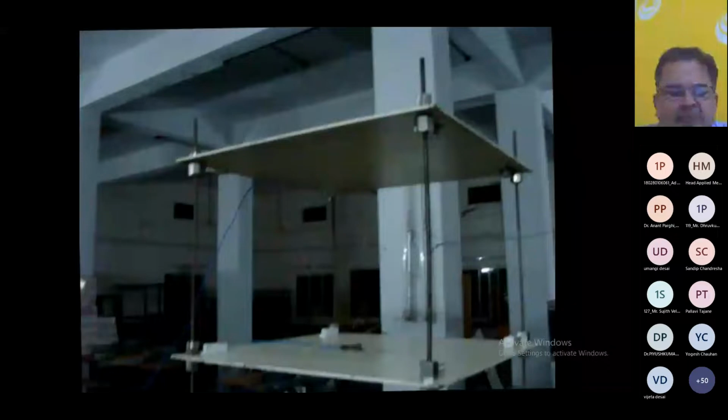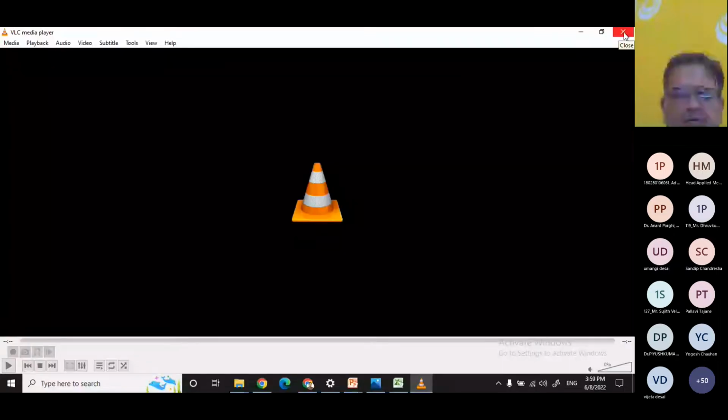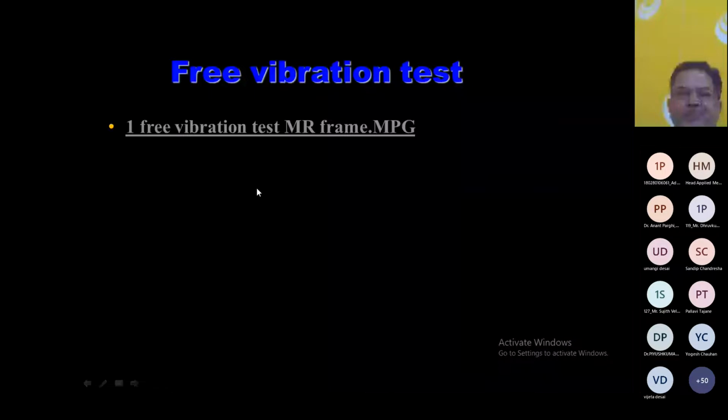Right now, you can see this is the data acquisition system we have, and here in the software you can see the record. So we have a record of the response of the model, right? This is how we perform the free vibration test. Through this free vibration test we'll get the natural frequency of this model, and at the same time the damping present in the system.